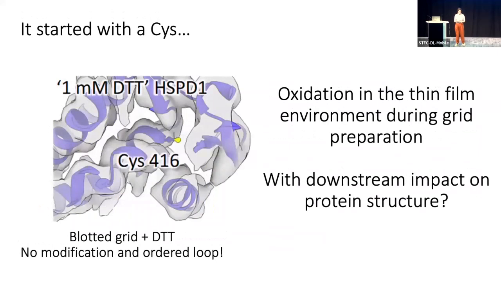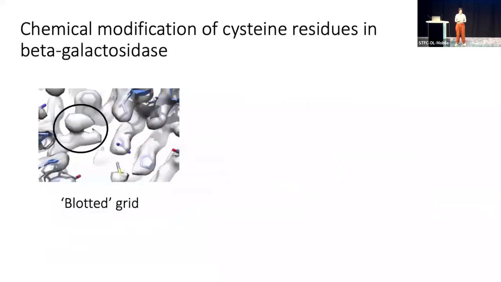What's going on there? Well, we had a funny feeling it might be oxidation related. So we went back and made a blotted grid with the addition of DTT, a reducing agent, in the buffer. And we were essentially able to see, again, you've got your cysteine, no weird density, loop nice and ordered. So whatever it is isn't related directly to the blotting process. We can use DTT and essentially protect against this happening. So in terms of the next stages, we thought, well, this is all very weird and very interesting, but at the moment it's one cysteine on one protein. Potentially we've just got something weird going on with this particular system.